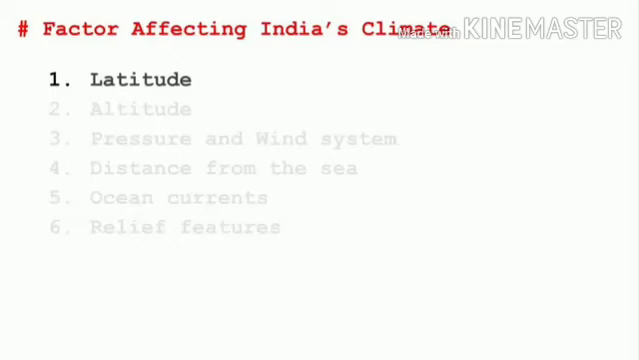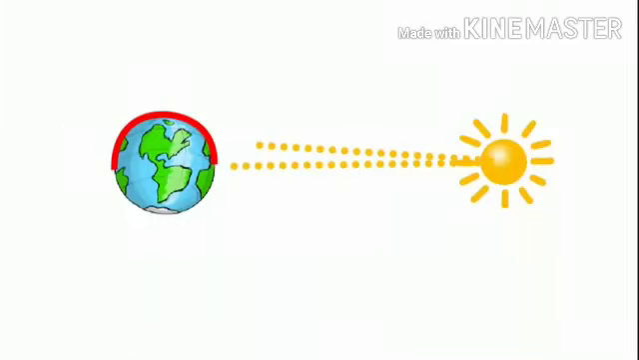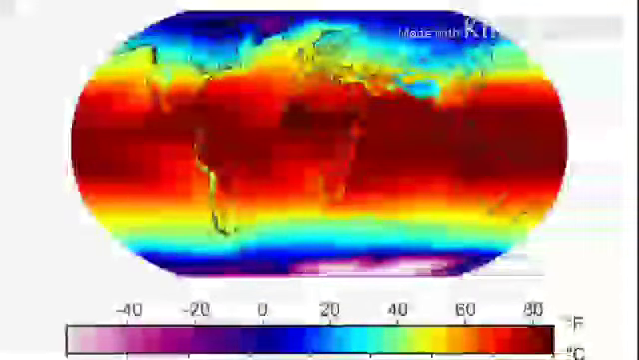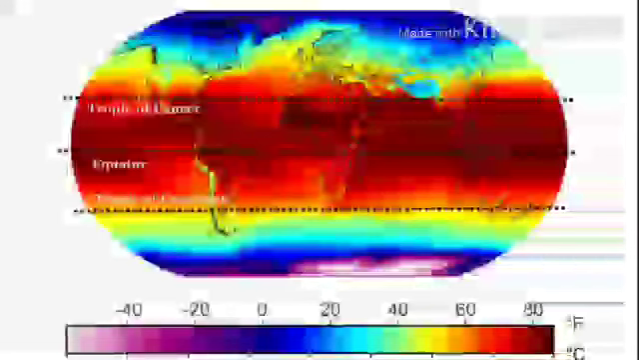The first one is latitude. Due to the curvature of the Earth, the amount of solar energy received varies depending on the latitude. That's why the temperature decreases as we go away from the equator towards the poles. This is the equatorial region, from Tropic of Cancer in the northern hemisphere to Tropic of Capricorn in the southern hemisphere. It is also called the tropical zone or torrid zone.